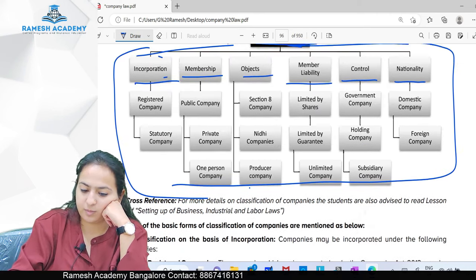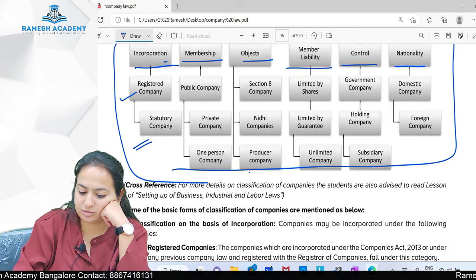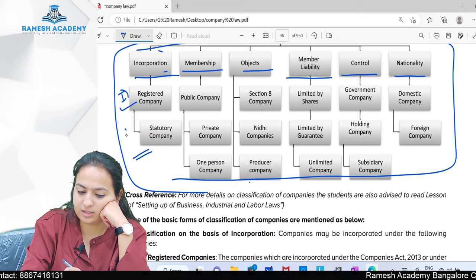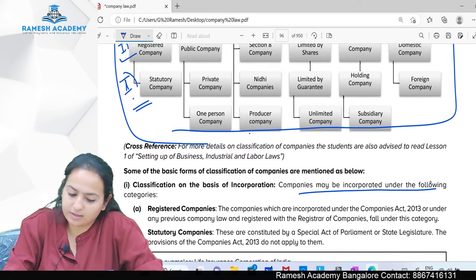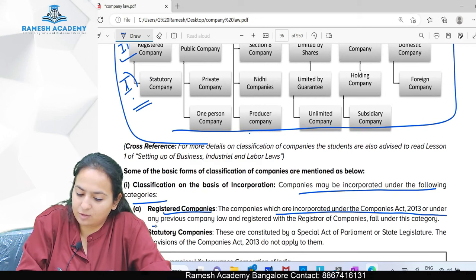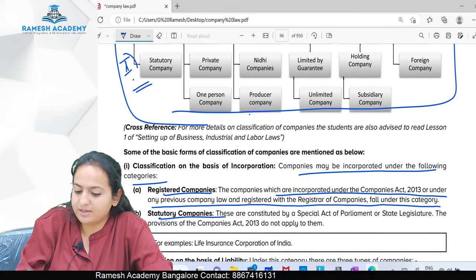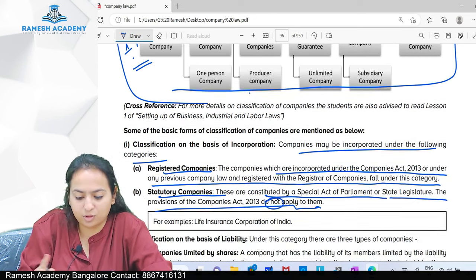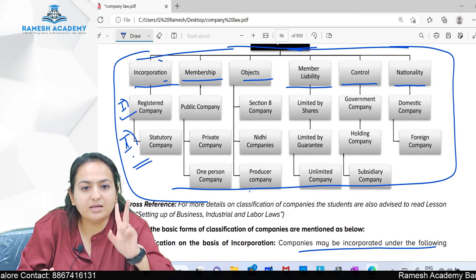First is on the basis of the incorporation. First is registered company. In registered company, it comes statutory company, okay? So, we'll read one by one. Companies may be incorporated under the following categories. Registered companies: the companies which are incorporated under the Companies Act or any of the previous company Acts, registered with ROC, fall under this category. Statutory company: these are constituted by a special Act of Parliament or state legislature, and the provisions of the Companies Act do not apply to them. I told you previously. For example, life insurance, LIC. So, on incorporation, two companies: registered company and statutory company.